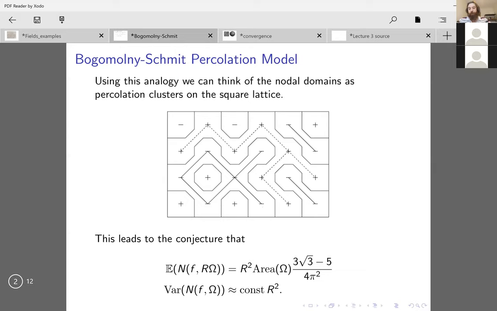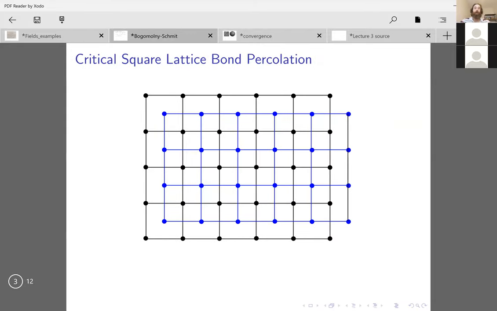And if you look at this, then what you will get is what is known as critical percolation on square lattice. So let me ask you this question. Do you know anything about square lattice percolation? No. Okay, I'll explain it in a moment. It's a very nice and simple model.